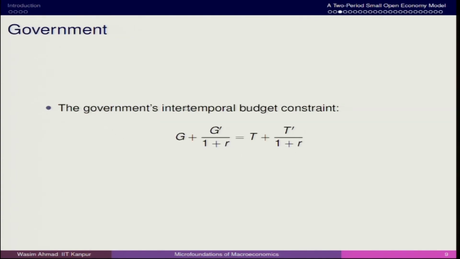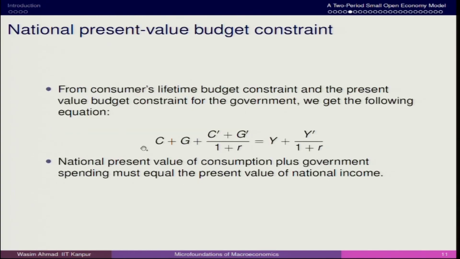Now, the government intertemporal budget constraint is G plus G transpose upon 1 plus R is equal to T plus T transpose upon 1 plus R. So, finally, what we are getting is the national present value budget constraint, which is C plus G plus C transpose plus G transpose upon 1 plus R is equal to Y plus Y transpose upon 1 plus R. What is the meaning? The present value of consumption plus government spending must equal the present value of national income, then only you have the current account surplus scenario arising.